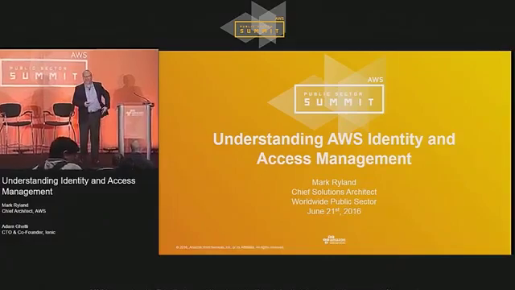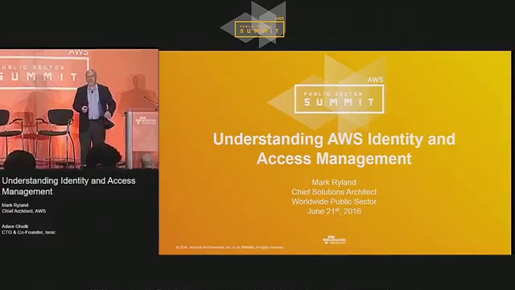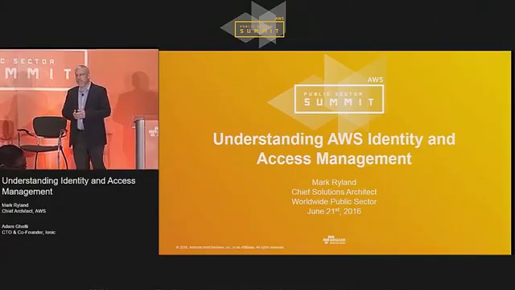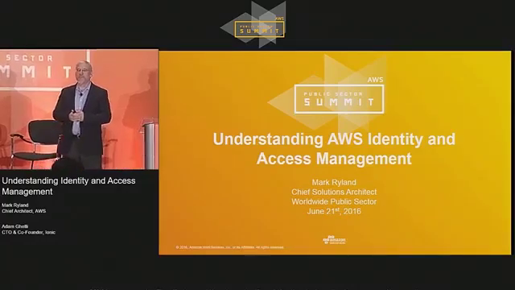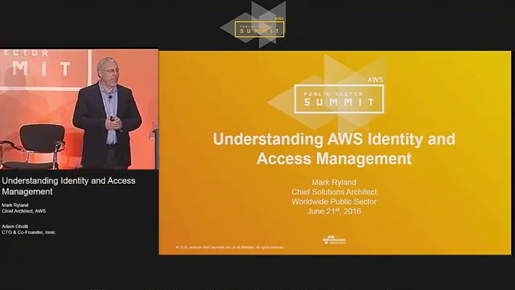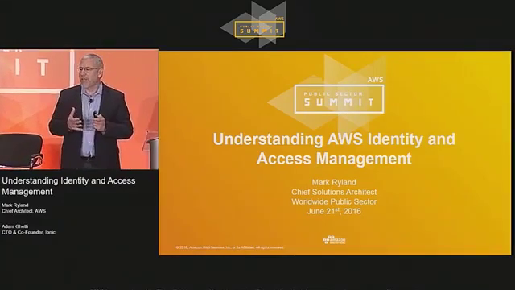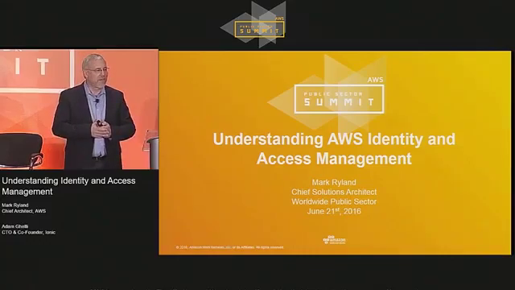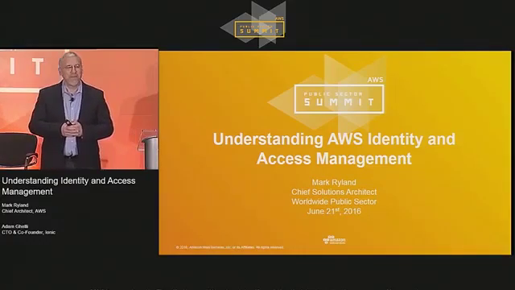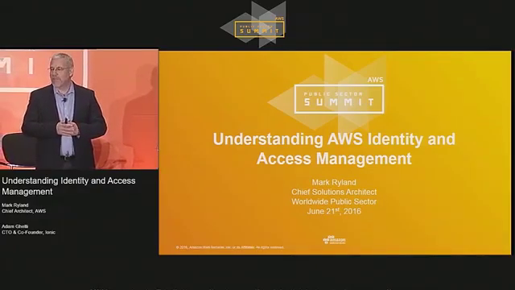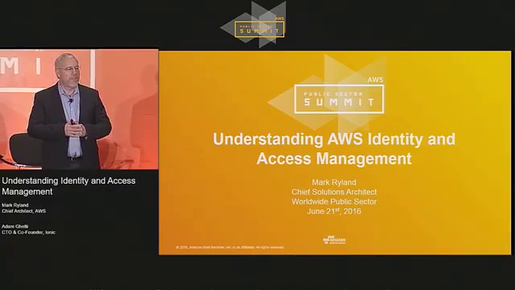9 o'clock, great turnout here in the technical security track talking about identity and access management. My name is Mark Ryland. I'm the Chief Solutions Architect for the Worldwide Public Sector team at AWS. So I have the privilege of hiring and running a great team of technical experts. I try to stay fairly technical myself, although it's hard sometimes. It's a fast-growing organization, big team, but this is an area that I'm particularly interested in, identity and access management.